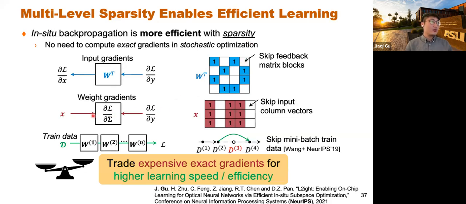And also during the weight gradient computation, X times partial L over partial Y, where X is a feature map, after the input im2col conversion, you can skip some column vectors after the unfolding. You can further improve the efficiency. In terms of data, you can also skip some unimportant data. We only train on 50% of the data randomly on each iteration. So with those three levels of sparsity, you get an approximation of the gradients. We trade the expensive exact gradient for higher learning speed and efficiency.